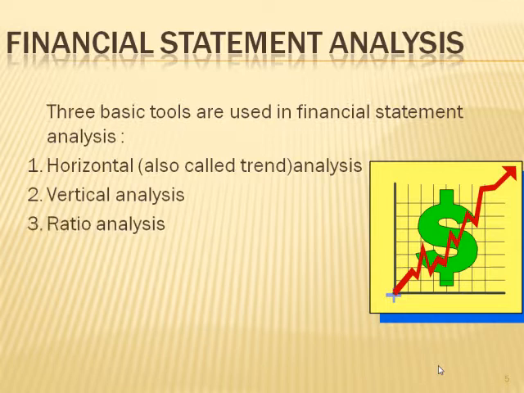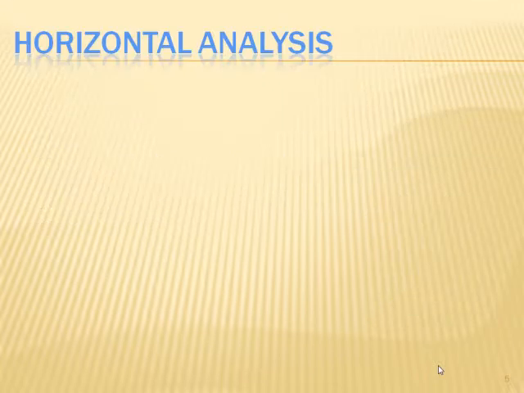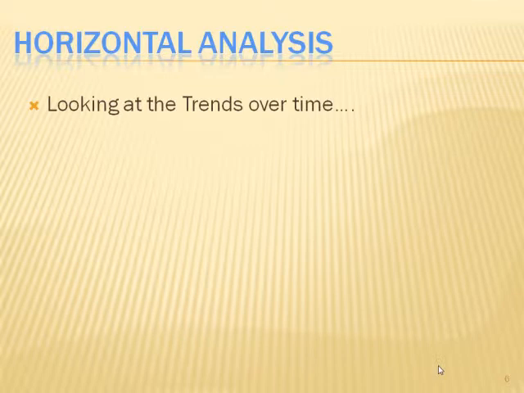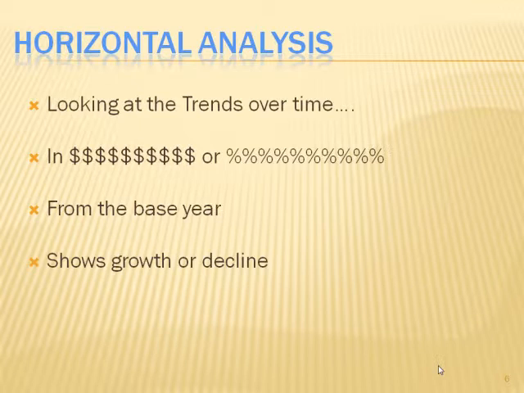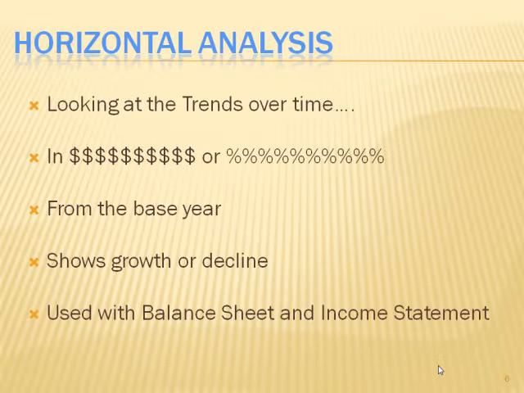When we do our forensic analysis, there are 3 types of analysis we use: horizontal, vertical, and ratio. And I'm going to start by talking about horizontal analysis. Horizontal analysis looks at trends over time. So it may say, if this year's sales were $6,000 and last year's sales were $5,000, sales grew by $1,000. You are always comparing it to the base year. And the base year has to be defined.